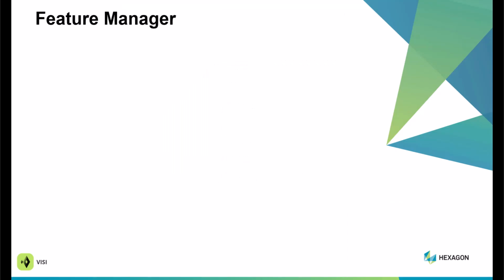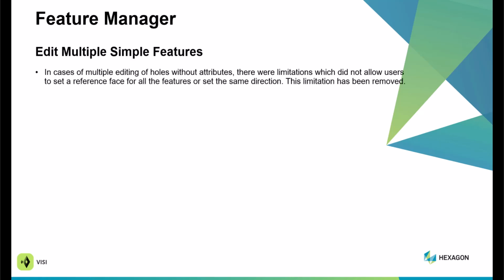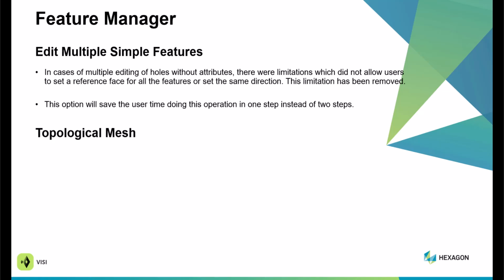Some of the new enhancements within Feature Manager include the Edit Multi-Symbol features. In cases where there's multiple holes to be edited without attributes, there was a limitation that did not allow the user to select a reference face or set the same direction. This limitation has been removed. This option will save time during the operation process as it goes from one step instead of two.